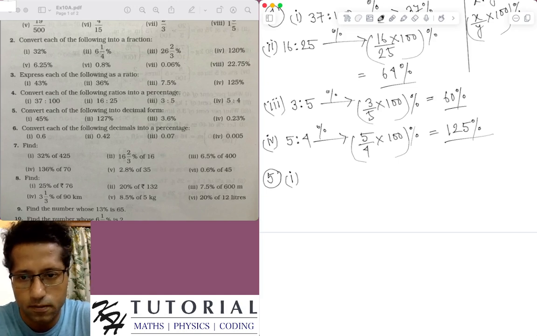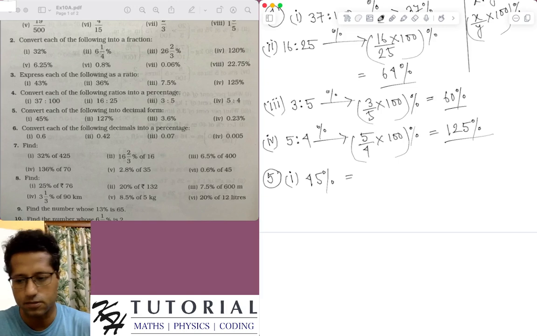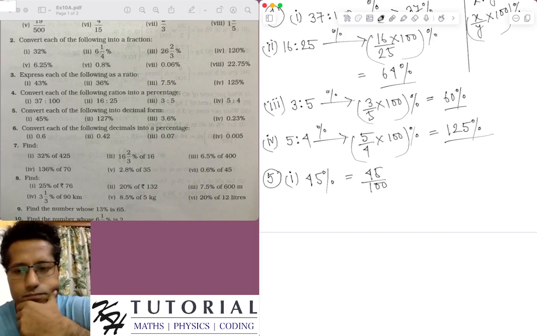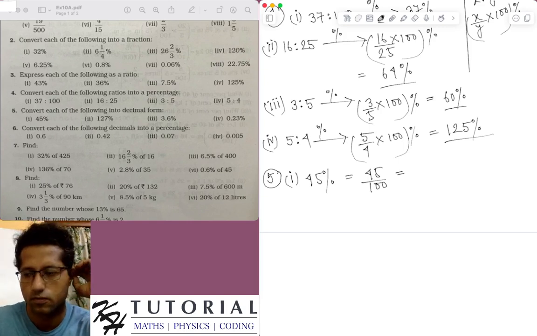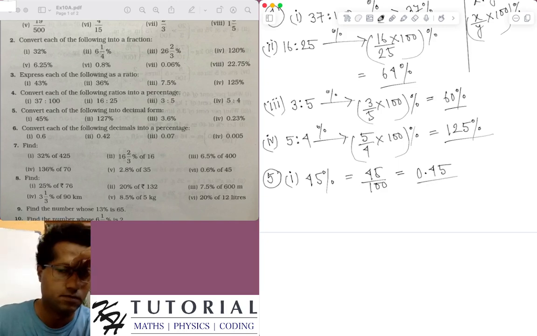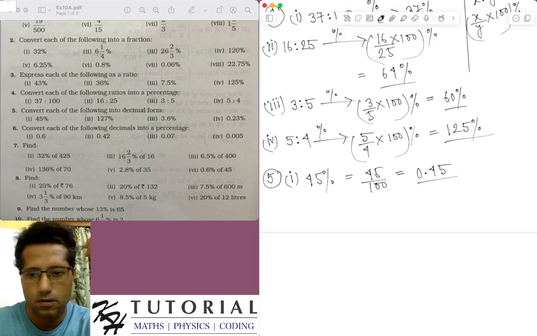So what was the procedure? From the percentage, first we convert it to a fraction. And how do we convert a percentage to a fraction? P by 100. So 45 by 100. This is the fraction. Now this fraction has to be converted into decimal form, and we know that 45 by 100 is nothing but 0.45. So 0.45 is the decimal value for 45 percentage.